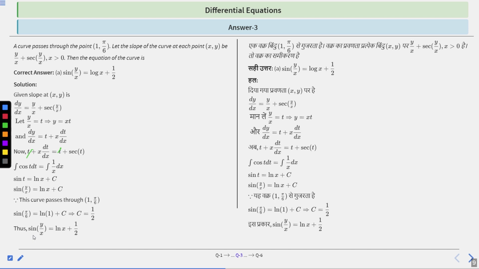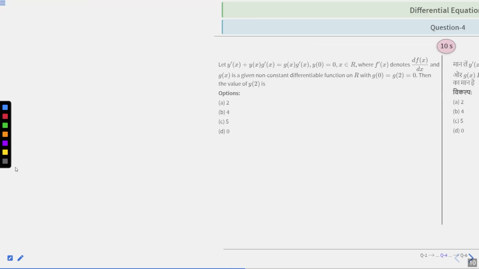Got it? So, I think option A is the right choice. Option A is the right choice. sin(y/x) is equal to log x + 1/2 is the right equation. Got it? Now, let's move to the next question.